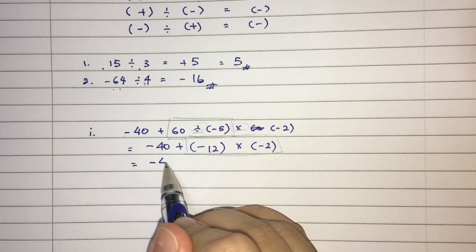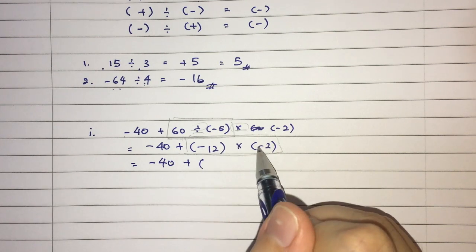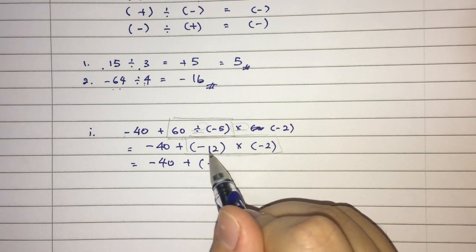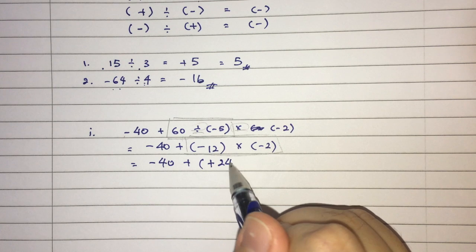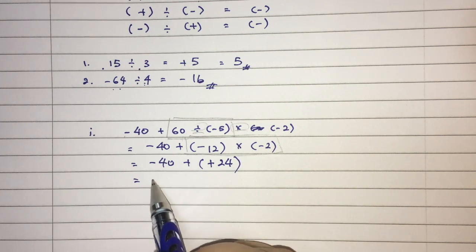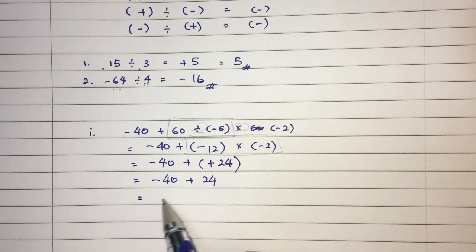So after that, we will do this one first. So it's negative 40 plus, with negative times negative is positive, 12 times 2 is 24. So we got negative 40 plus 24. So the negative plus we get negative, and the answer is negative 16. So we get our answer.